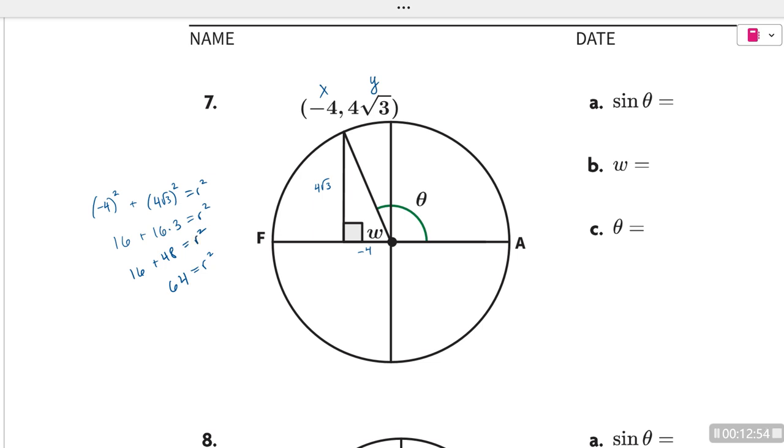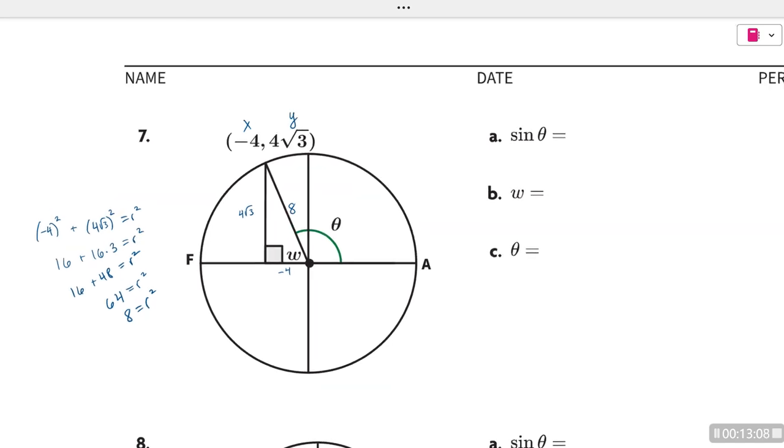Well, the square root of 64 is 8. So you might have actually recognized that as a 30, 60, 90 triangle right away, which if you did, wonderful. If you didn't, that's okay. We're going to get that now. So sine is our y value over our radius, or our opposite, 4√3 over our radius 8.